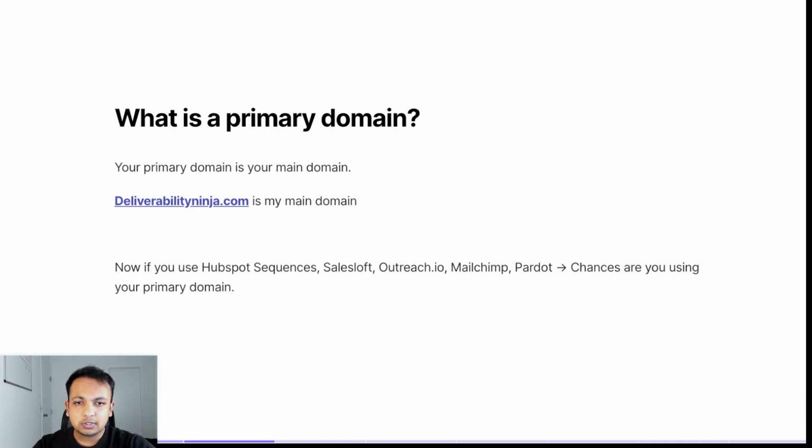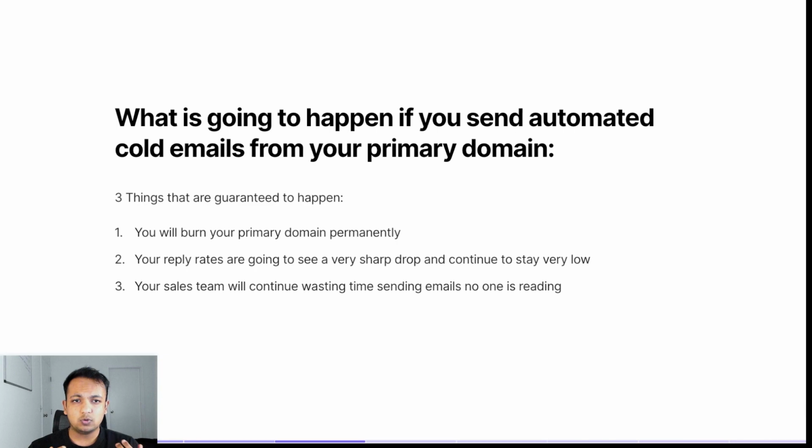Now, if you use HubSpot sequences, SalesLoft, Outreach.io, MailChimp, or even SendGrid as your sending server, anything like that, chances are that you're using your primary domain. So what's going to happen if you send automated cold emails from your primary domain? There are three things that are guaranteed to happen. And when I say guaranteed, they're 100% going to happen to you. Maybe one at a time, maybe all together, but they will happen in the near future.